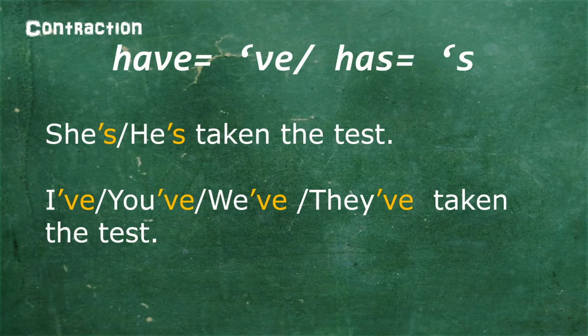So the contraction form of the present perfect is have or has. Instead of spelling out have, we can just add apostrophe VE, or for has, apostrophe S. For example, she's or he's taken the test. Instead of saying she has or he has taken the test, we have the contracted form of she's or he's taken the test. Other examples for plural subjects like I've or you've, we've, they've taken the test. So we just add the contracted form of the auxiliary verbs have and has. So again, I and you are special pronouns. They are singular in form, but we use a plural verb for them.